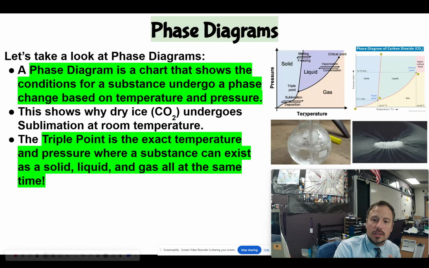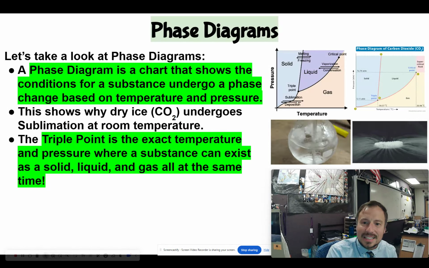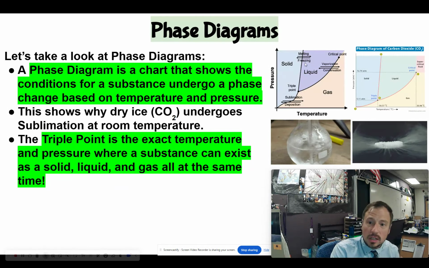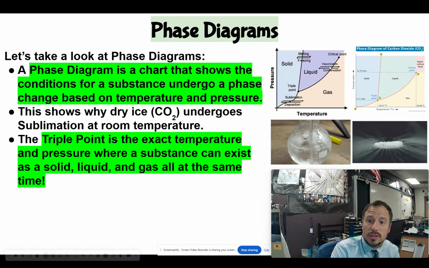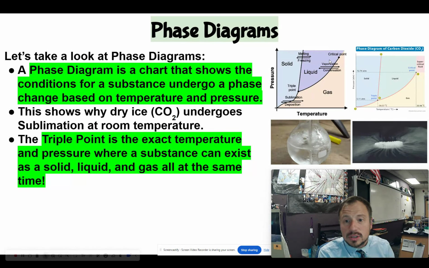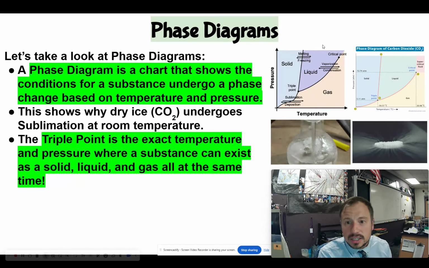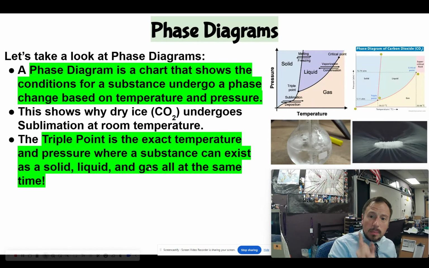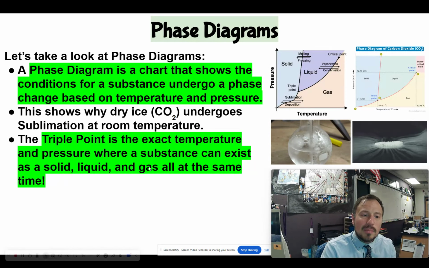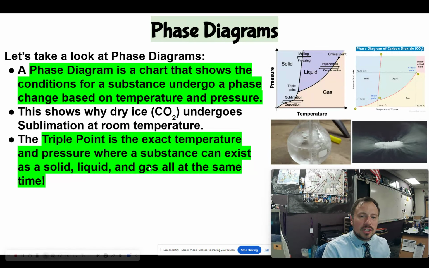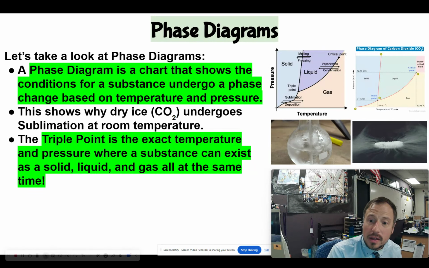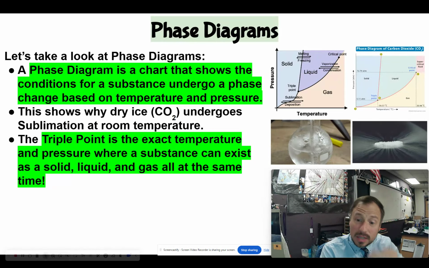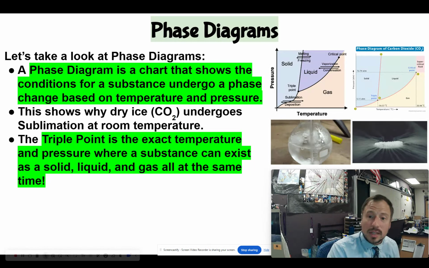Now, if we look at these, you can see that there's temperature on the x-axis, pressure on the y-axis. We have solids, liquids, gases. You can see those six ordinary phase changes: sublimation, deposition, vaporization, condensation, melting, and freezing. But there is a point, the triple point. That's where they all meet. The triple point is the exact temperature and pressure where a substance can exist as a solid, liquid, and gas all at the same time. So you can see the little graphic below that, that's the triple point. You can see there's the solid, liquid, and it's boiling all at the same time. So that's the triple point.